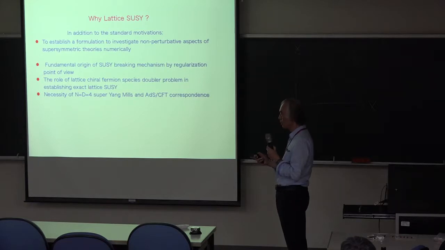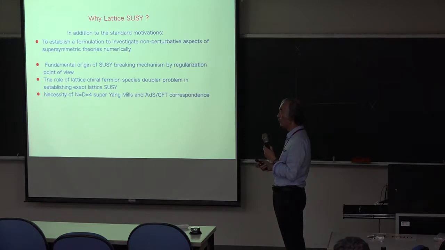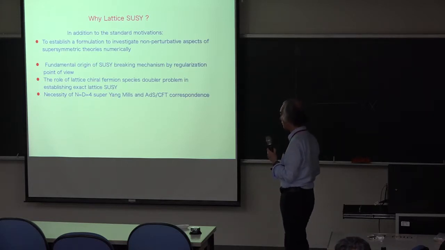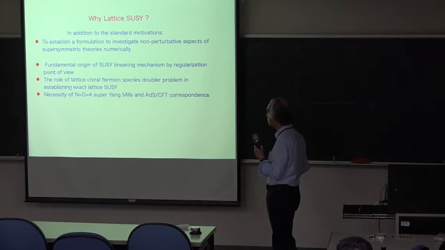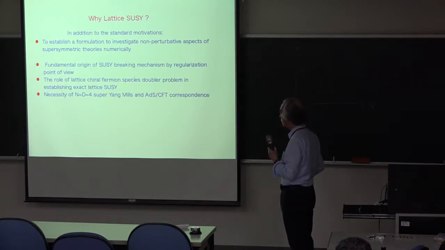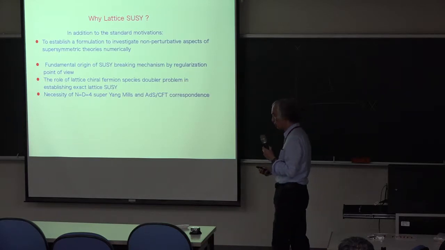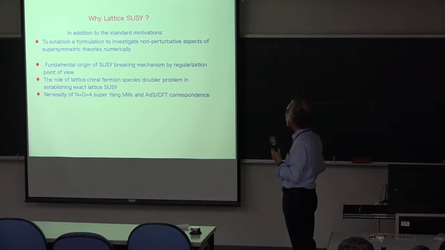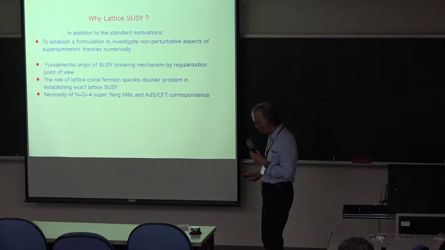In order to do that, we have to establish exact supersymmetry on the lattice. If it's not possible, what is the origin of it? That is the question. What is the role of the lattice chiral fermion doubling problem? That is another question, which immediately comes in because we have to put the fermions on the lattice. And another necessity is that N=4 supersymmetry in four dimensions is somehow required for the AdS/CFT correspondence.